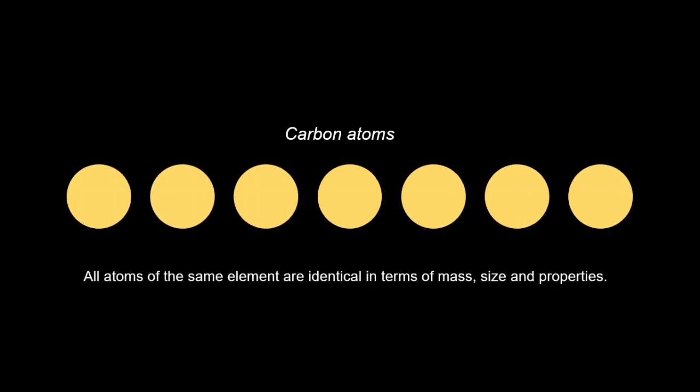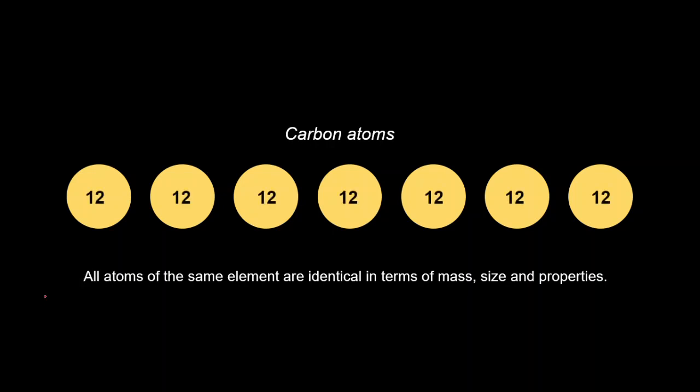According to the original atomic theory, all atoms of the same element are identical in terms of mass, size, and property. So, for example, these are all carbon atoms. According to Dalton, all these carbon atoms are identical, so they are the same. They have the same size, the same mass, and the same properties. So he thought that all of them have the same mass.